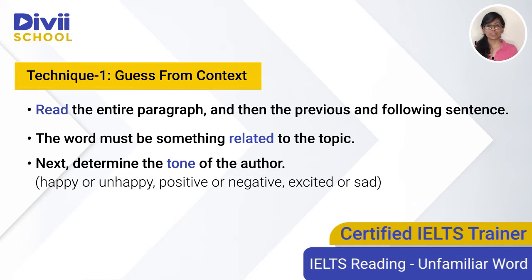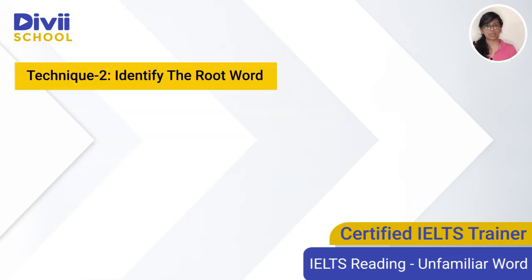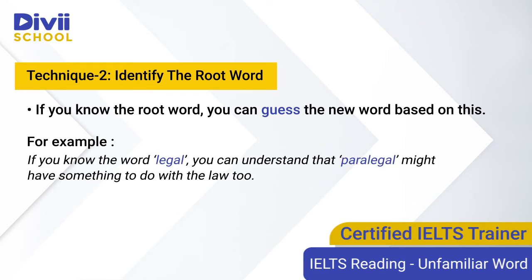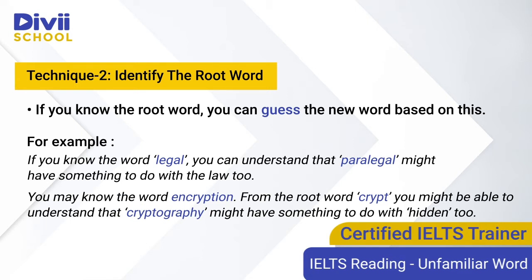Another technique that you can use is identifying the root word. If you do not know the new word, in some cases, you can guess the meaning from the root. Take an example. If you know the word legal, then you can understand that paralegal might have something to do with law too. If you know the word encryption, from the root word crypt, you might be able to understand that cryptography might have something to do with hidden too.